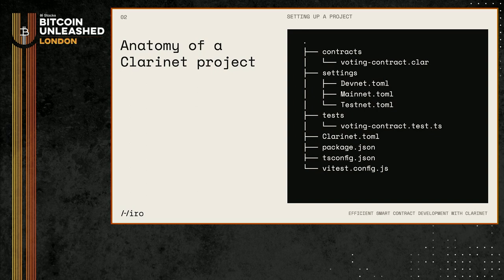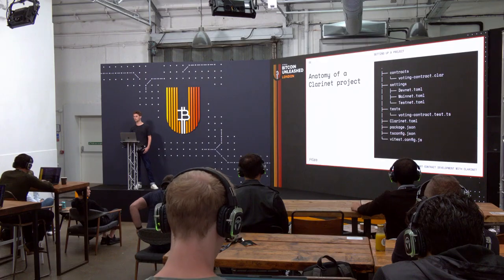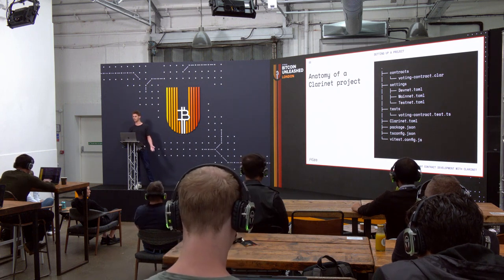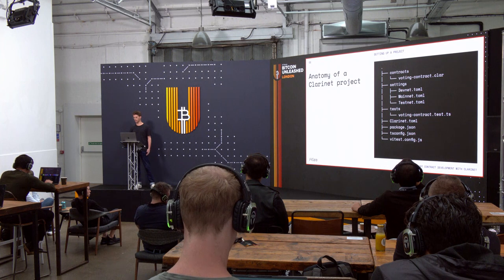We will talk a bit more about the testing file later. And then you have a few more configuration files. The last three are kind of new, and they will allow you to test smart contracts with Node.js, and especially with vitest in this case. But you could use any other framework if you wanted to.